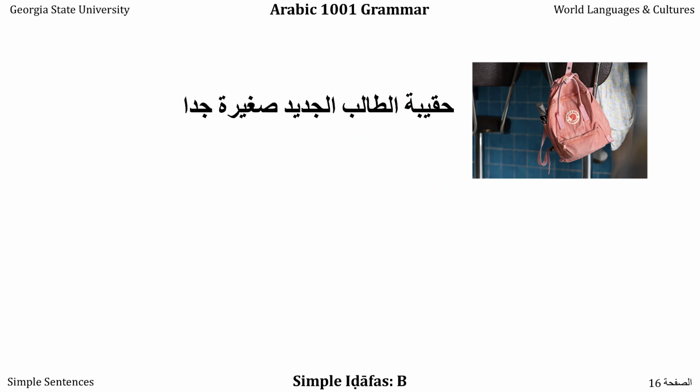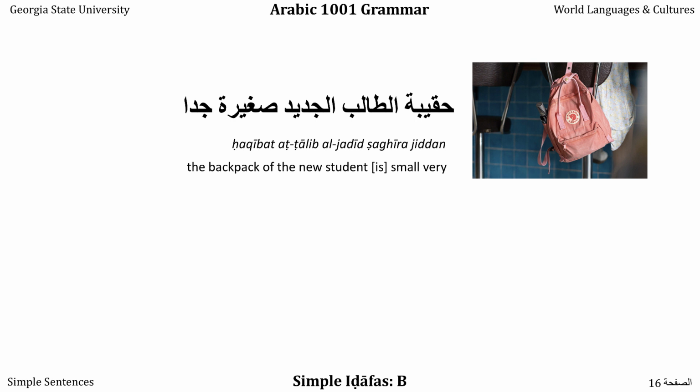Now let's do something more complicated and use the idafa in both a phrase and a sentence together. So haqibat at-talib al-jadid saghira jiddan. So haqibat at-talib is our idafa, the backpack of the student. Al-jadid is a following adjective that's definite. So together these three words make a phrase, and therefore the following adjective modifies the last word in the idafa. So the first three words are the backpack of the new student.